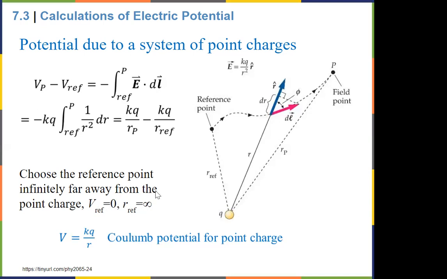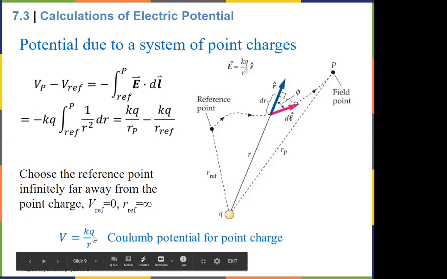In that case, if you integrate through that, this will give you minus kq times the integration from the reference, which means infinitely far away, to point P, of 1 over r squared dr. That gives you positive 1 over r. Then take this as infinity, then V will be 0. So V in this case will be just equal to kq over r. This is the electric potential for a point charge.